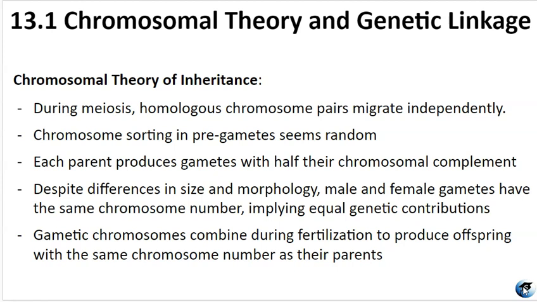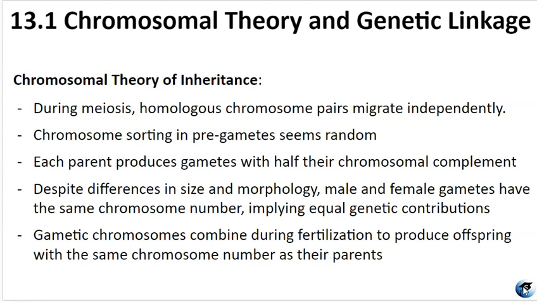So we're going to be talking mostly about Sutton's chromosomal theory of inheritance, but first we have to make sure we go back and understand Mendel's theory of inheritance. It was supported by the following observations. Homologous chromosome pairs migrate independently during meiosis. Sorting of chromosomes from each pair into pre-gametes appears to be a random process.